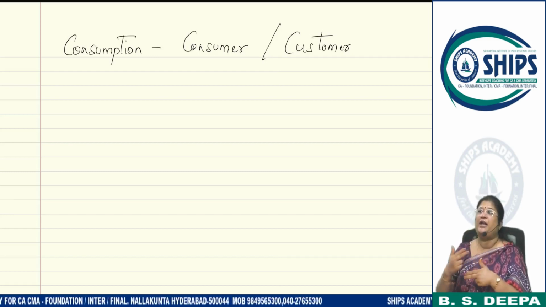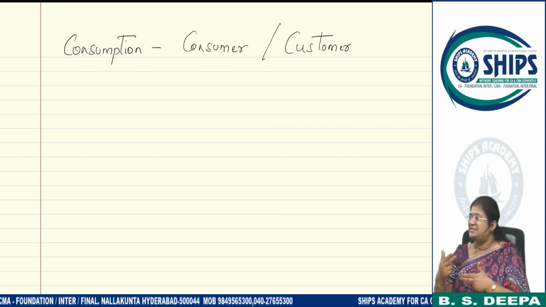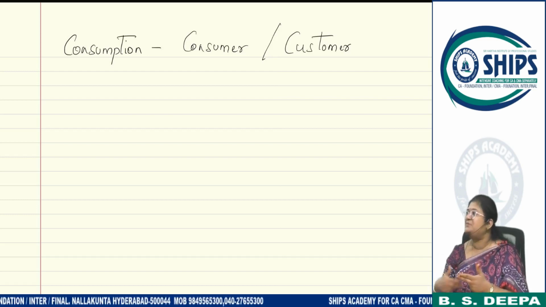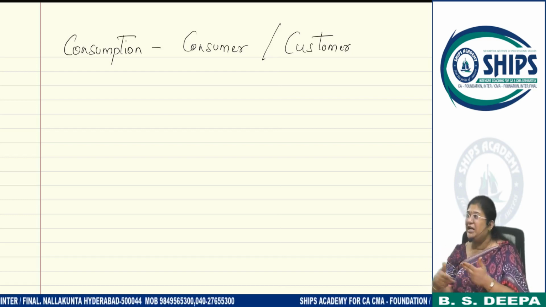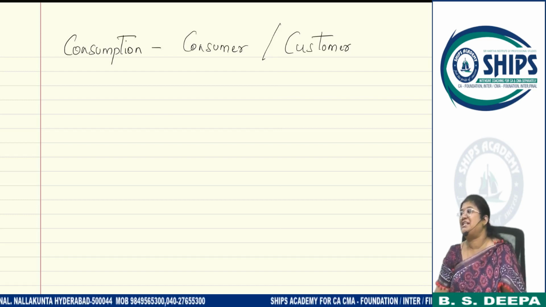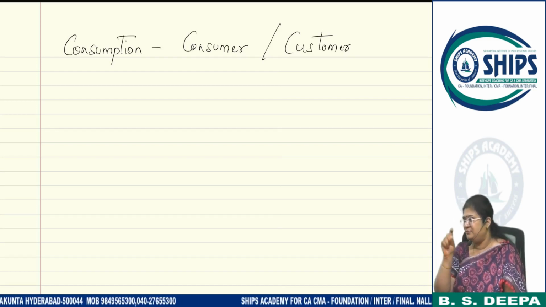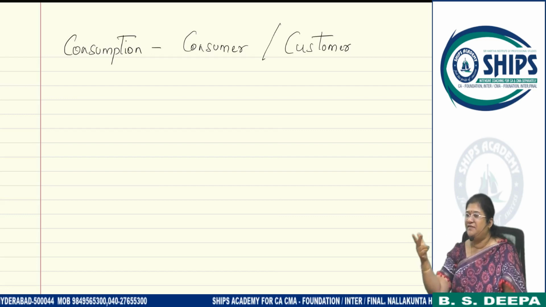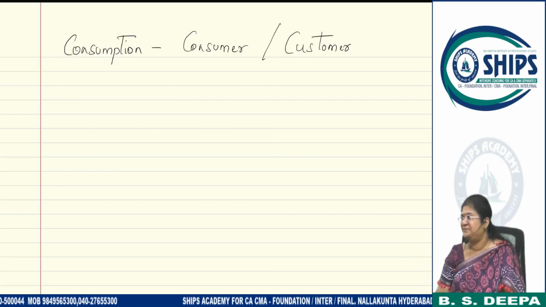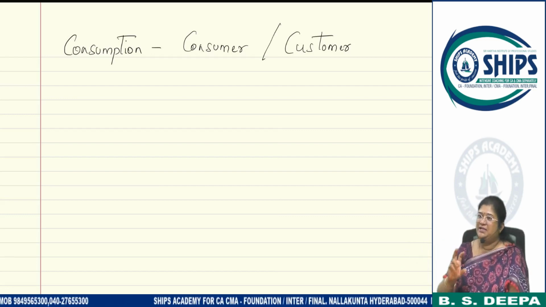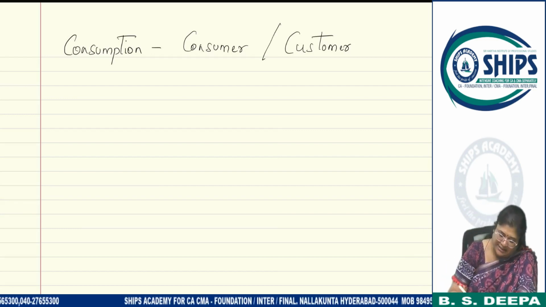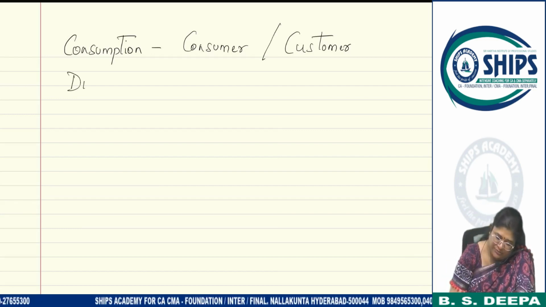Customer is on a repeated basis. If a person goes and purchases something regularly, that is called a customer. Custom, repeated practice. Customer, one who performs that practice. Okay, so customer and consumer. Then coming to distribution.